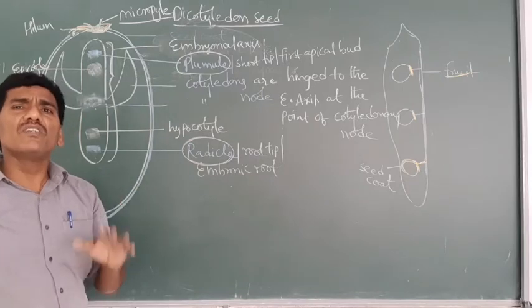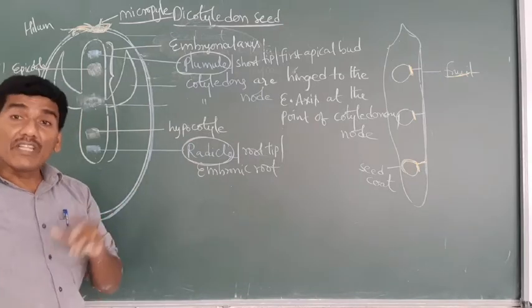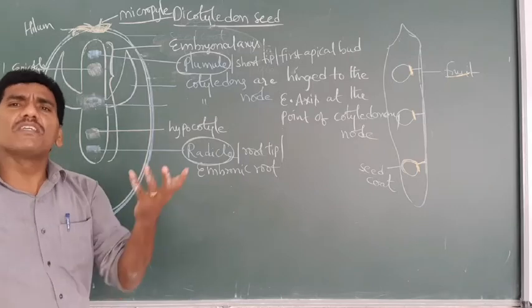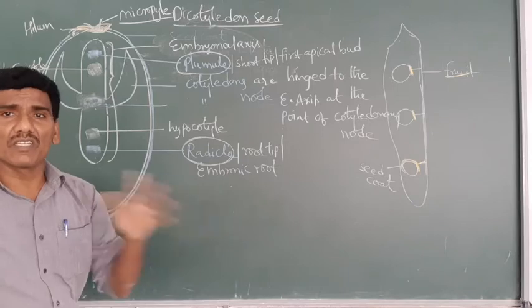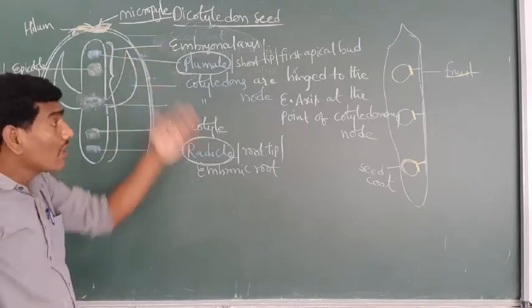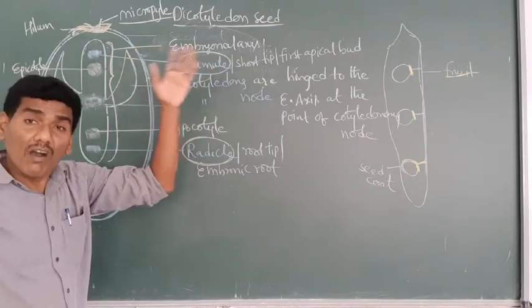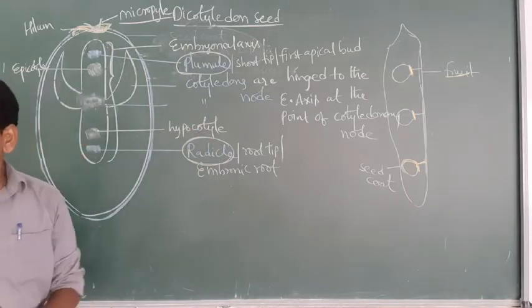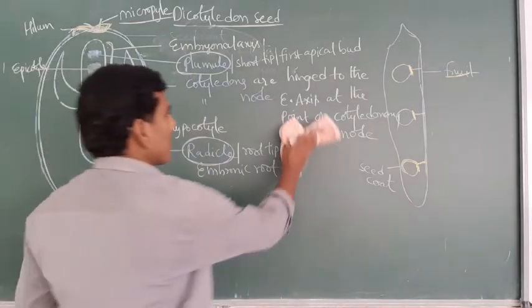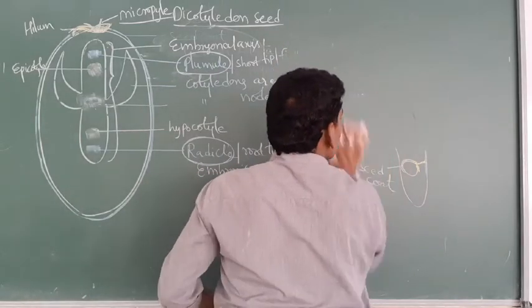Here, how is a seed germinated? Within the seed, the embryo is present. From that embryo, all these characters are developed. All these parts are developed. Next, one more point: that is also known as cotyledons.